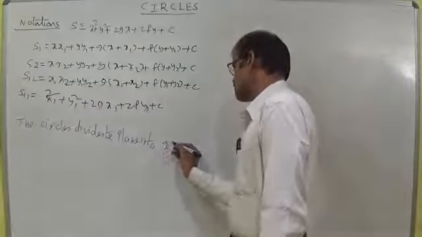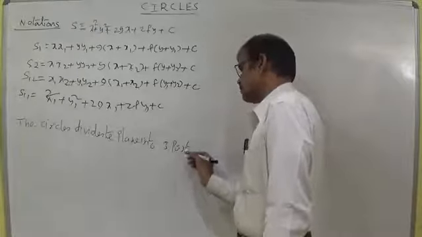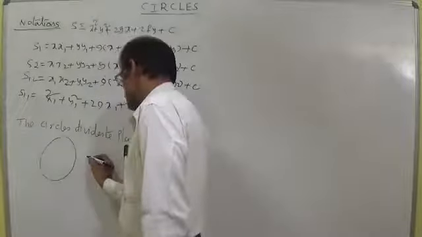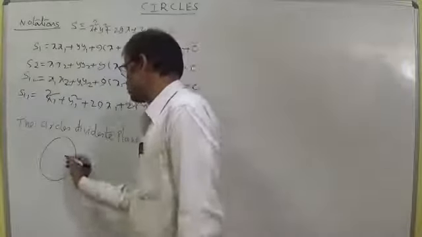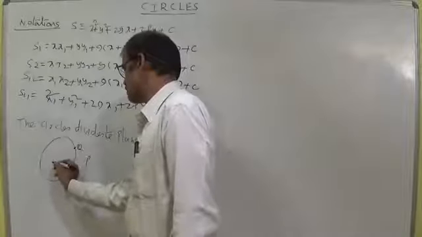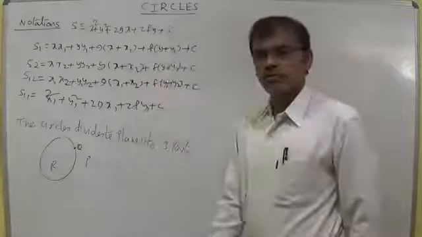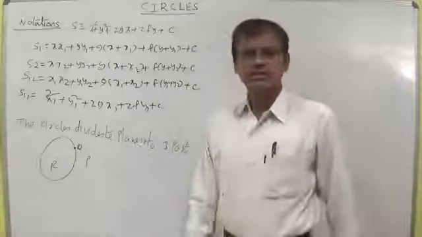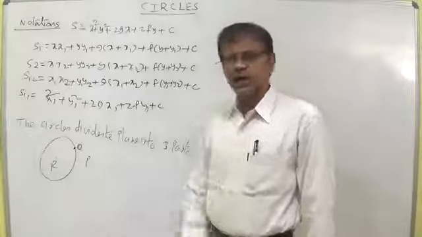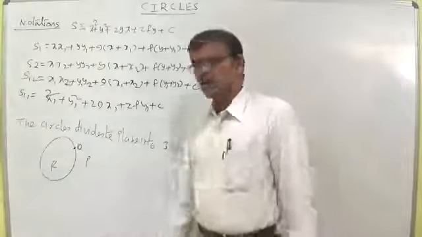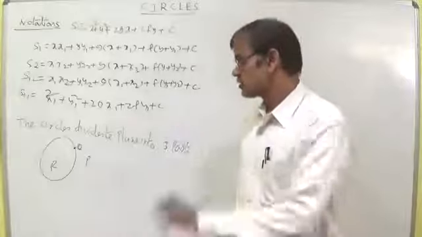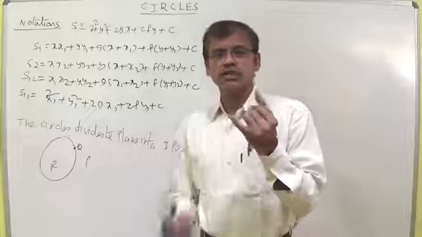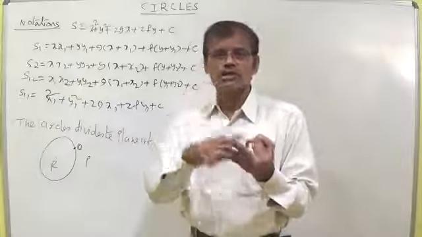The circle divides the plane into three parts, like this. Put here P, put here Q, put here R. So what did you observe? The point P is outside of the circle. The point Q is on the circle. The point R is inside the circle. So the circle is dividing the plane into three parts: first one outside, second one on the circle, third one inside.